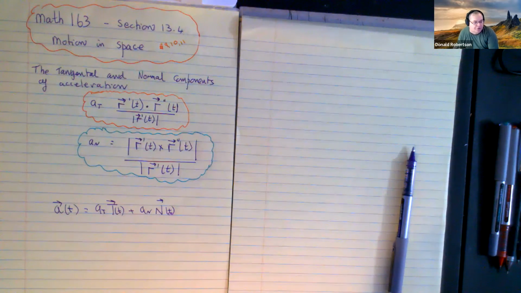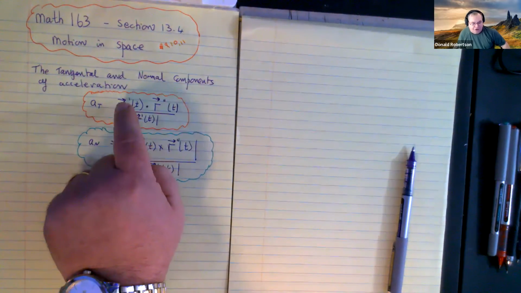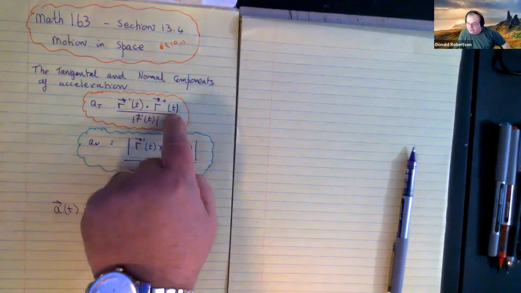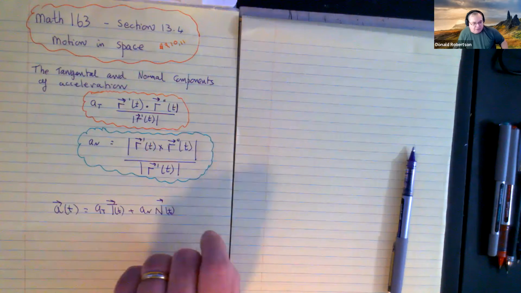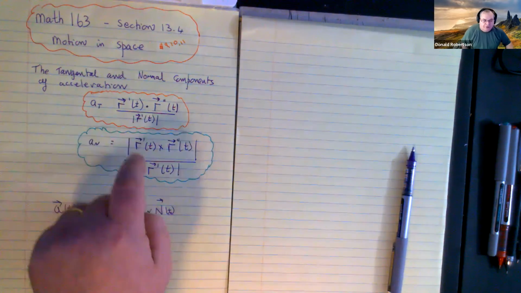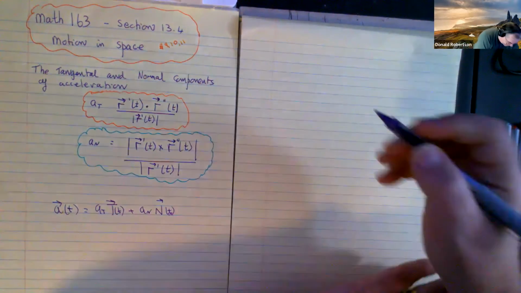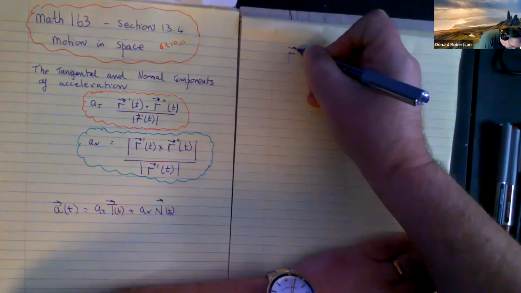Because the type of question you're going to be asked is, find these two. Either in a general format, that means your answer will have t's in it, or when t is 1. So you might be asked to find these two things when t is 0, t is 22, t is 1. Right. So I'm going to start with my all-time favorite space curve.